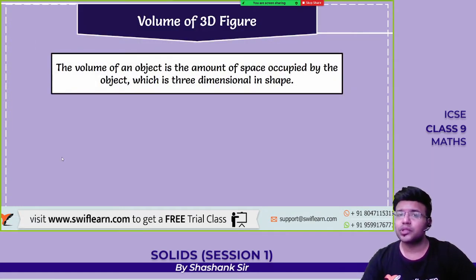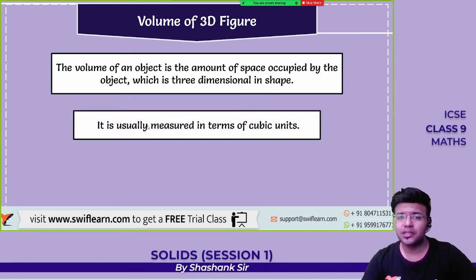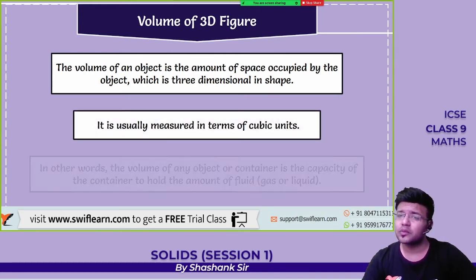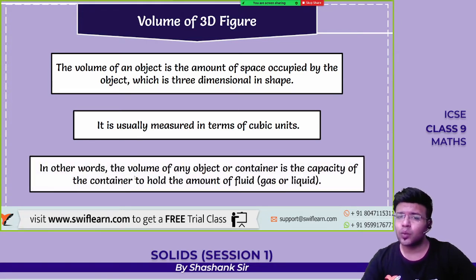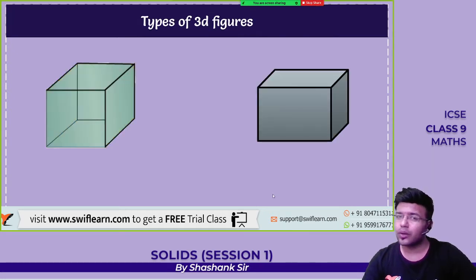Now, the next concept is volume. What is volume? The volume of an object is the amount of space occupied by an object which is three-dimensional in shape. It is usually measured in cubic units. In other words, the volume of any object or a container is the capacity of the container to hold an amount of fluid such as a liquid or a gas.